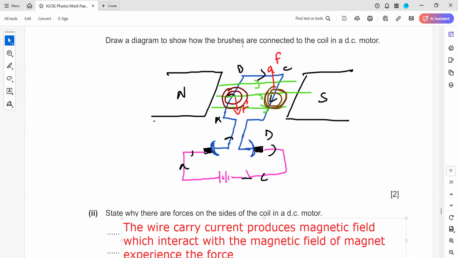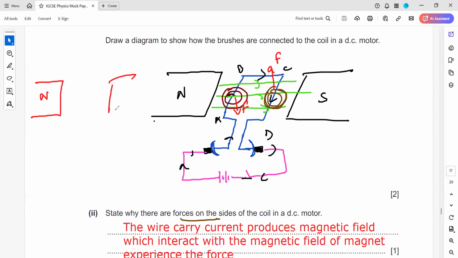So the simple idea about the wire experiencing a force is that you have a magnet, there's a magnetic field of the magnet which is from north to south, and there is a magnetic field of a wire which is carrying a current. When the wire is carrying a current, there is a magnetic field of the wire. So two magnetic fields interact with each other, and that causes a force on the wire. And for a DC motor, we use a left hand rule. For an AC generator, we will use a right hand rule.